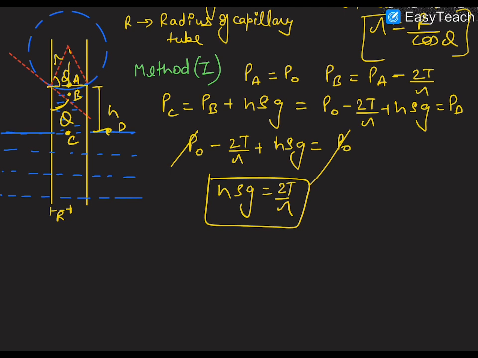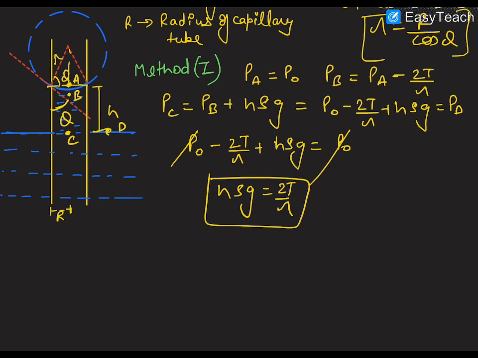If H is 0, then there is no difference of pressure to counterbalance this excess pressure. So if H is 0, 2T by R is 0, which is not possible unless R is infinity, and that is the case of a flat meniscus. So to counterbalance the excess pressure developed due to the curved meniscus, the liquid rises or depresses. I'll be discussing that depression in the later part of this video.